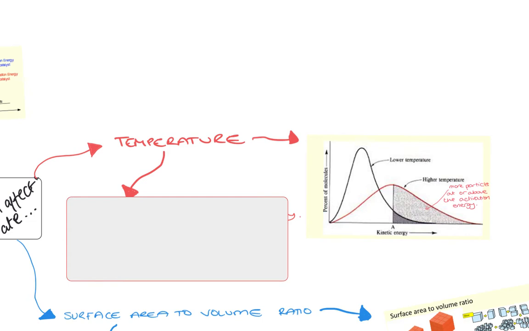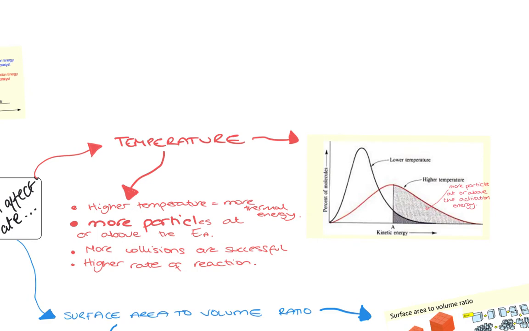So, an answer that you could use here, and apologies for the change in font, is that when you have a higher temperature, you increase the thermal energy store of those particles, which means that a greater proportion of particles are at or above the activation energy. Therefore, you have more successful collisions and a higher rate of reaction. Particles are colliding with more energy.